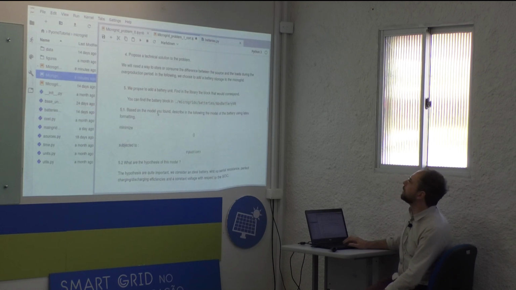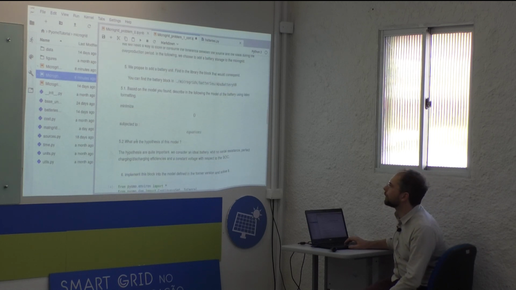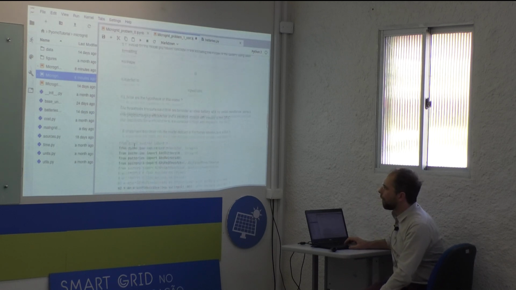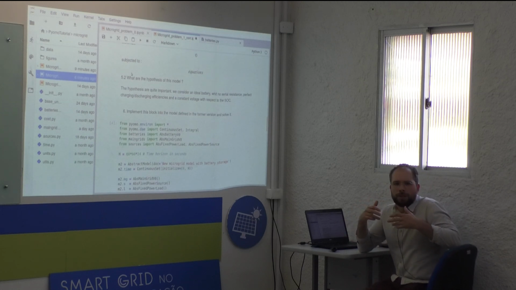Okay, here I wanted you to put the equations, but I guess we already saw that, so we don't do that. So minimize 0 because there is no objective only for the battery. Here was just a question to think about the hypothesis of the model.